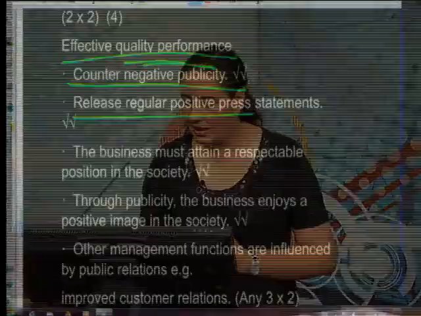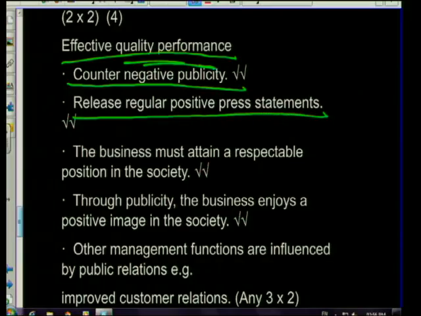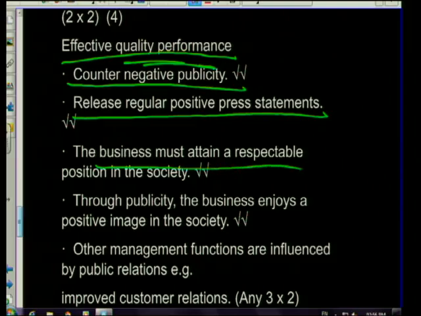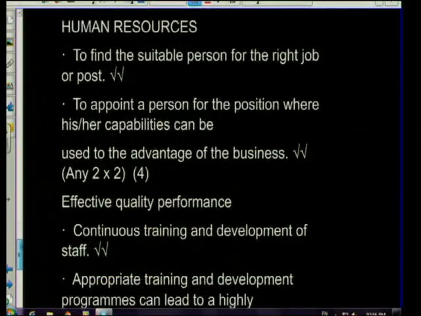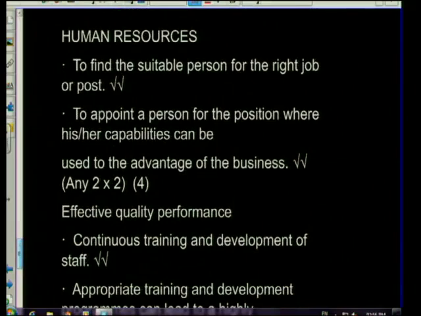Also, release regular positive press statements. You can all think of companies off the top of your head that make it very clear, for example, that they're part of corporate social investment, that they're environmentally friendly, and they let us know why, because it creates a perception that we think that they are good companies. Next part here, businesses must attain a respectable position in society that will go hand in hand with the positive press. And I want to go to the last one, the human resource function or human resources.